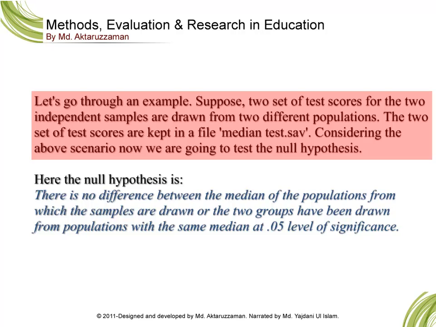Suppose two sets of test scores for two independent samples are drawn from two different populations. The two sets of test scores are kept in a file, median test. Considering the above scenario, now we're going to test the null hypothesis. Here, the null hypothesis is there is no difference between the medians of the populations from which the samples are drawn. Both groups have been drawn from populations with the same median at the 0.05 level of significance.